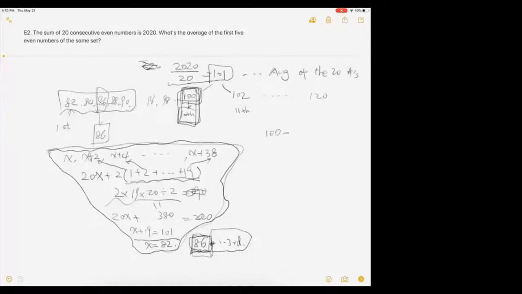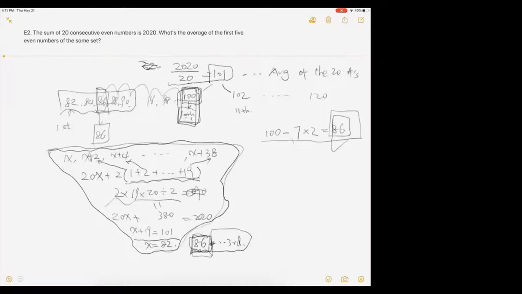I'm looking for the third number. 100 minus 7 times 2 is 86. So that's it, right? Because from the third to the 10th, there are 7 numbers, so from the third it would be 7 twos. So minus 7 times 2 is 86. Okay, that is what I would do. Okay?